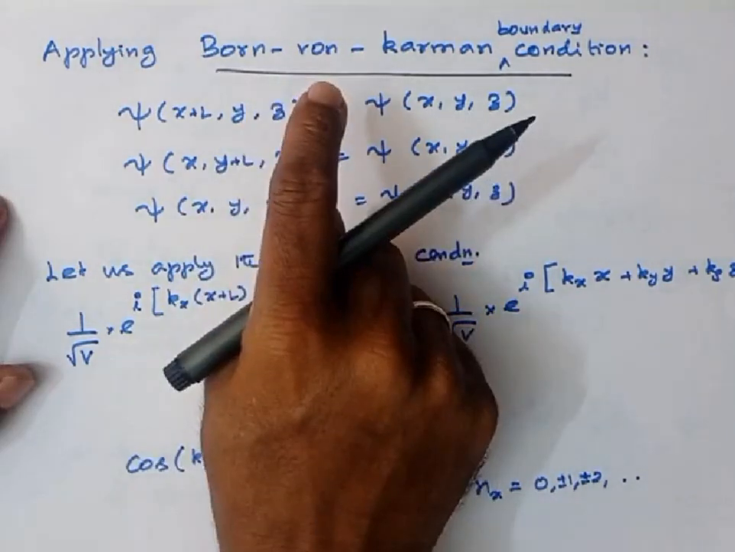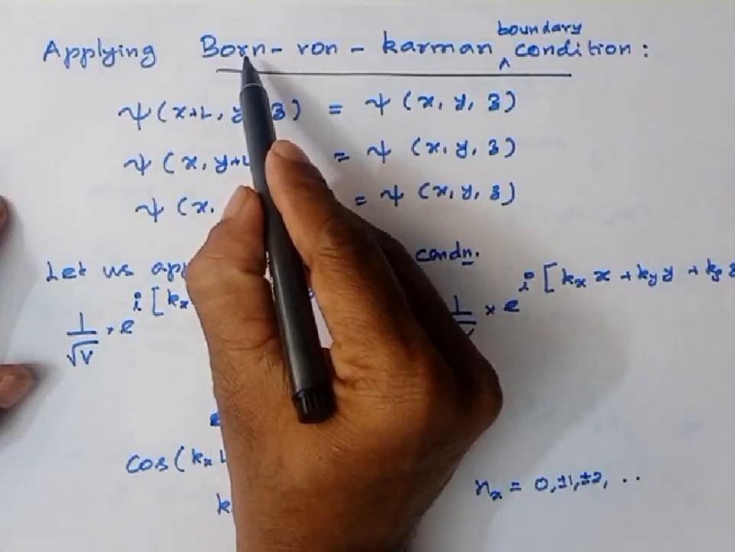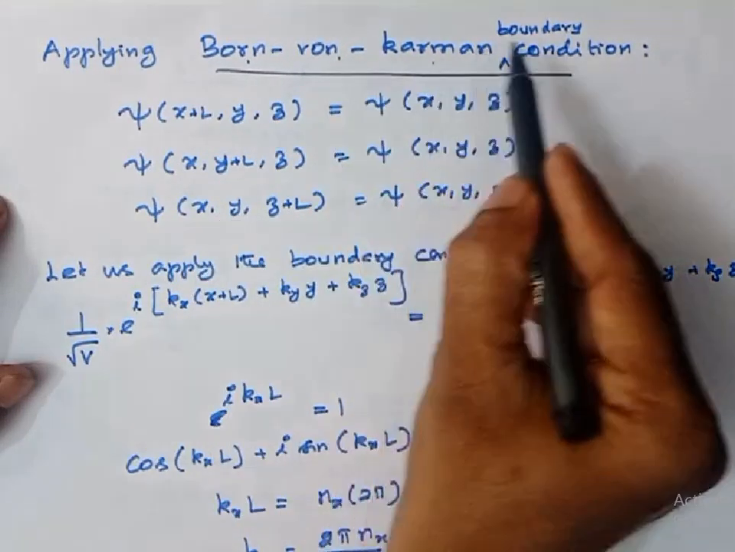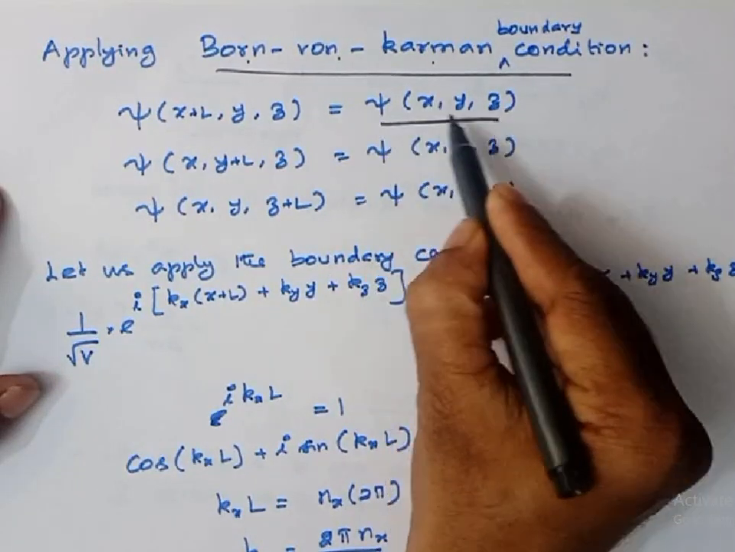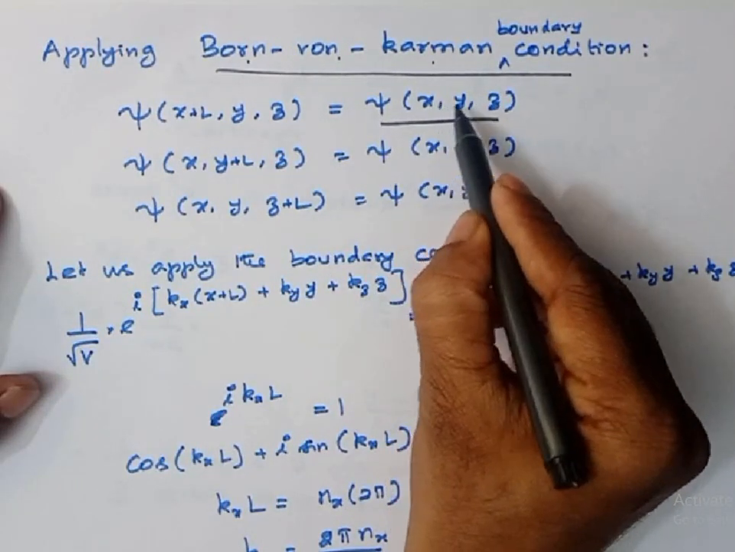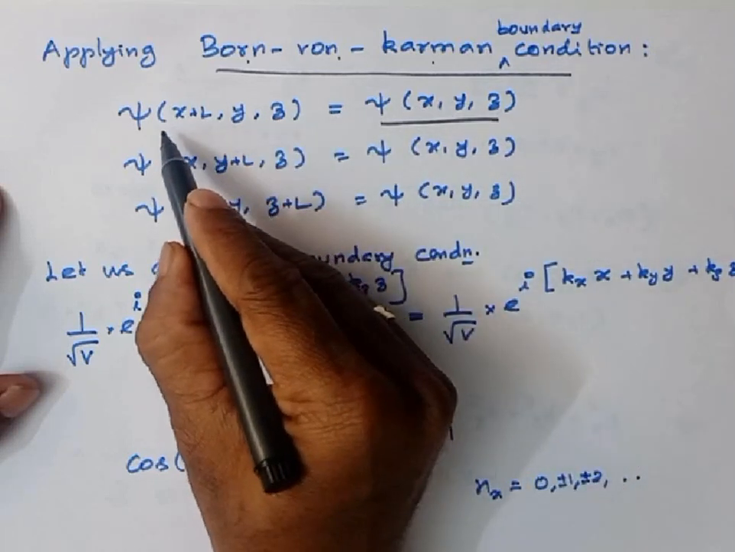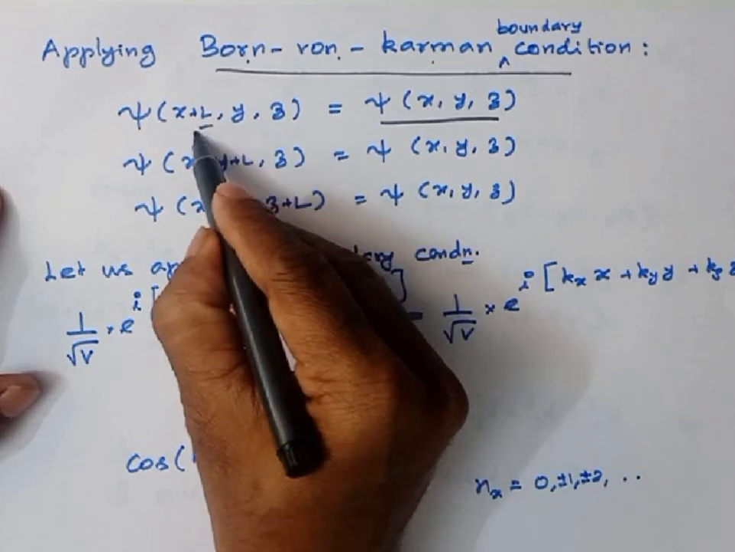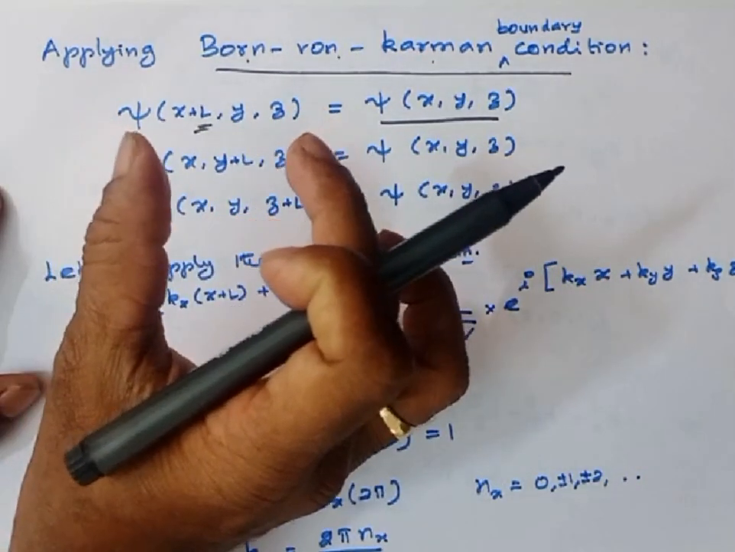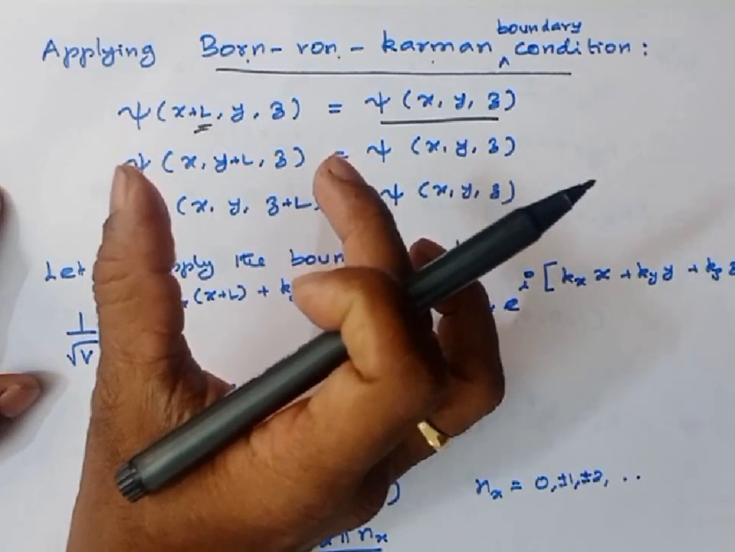This is the boundary condition we have to use for the traveling waves. Clear? So the condition is the Born-Karman boundary condition, according to which the wave function at the point x, y, z should be exactly equal to the wave function at x plus L, comma y, comma z. What is L? L is the length of the metal piece along the x-axis.